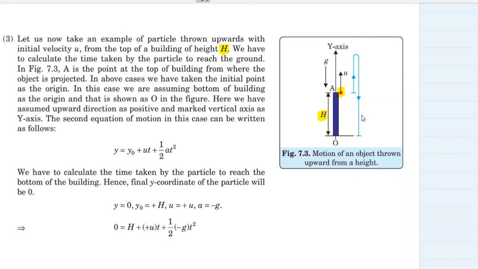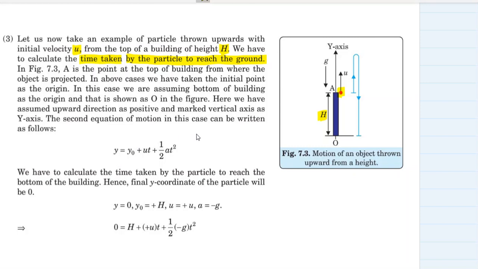In this situation, you need to find a certain thing. Remember that the particle is thrown with initial velocity u from the top of a building of height capital H. We have to calculate the time taken by the particle to reach the ground. When will it reach the ground, how much time will it take, that we have to calculate. For this we will take the second equation of motion but a little tweaked.